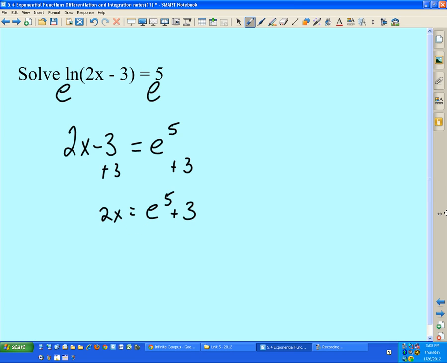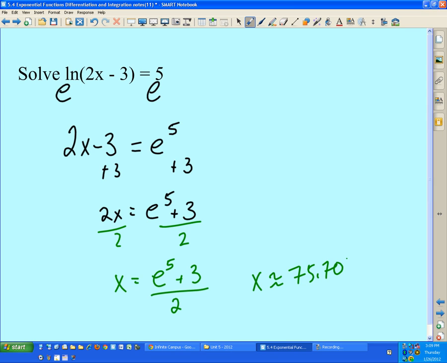Then I divide everything by 2 to get my final answer: x equals e to the 5th plus 3, all over 2, which means that x is approximately 75.707. That's really all we're doing. We're just solving algebraically, remembering that e and natural logs are opposites of one another.